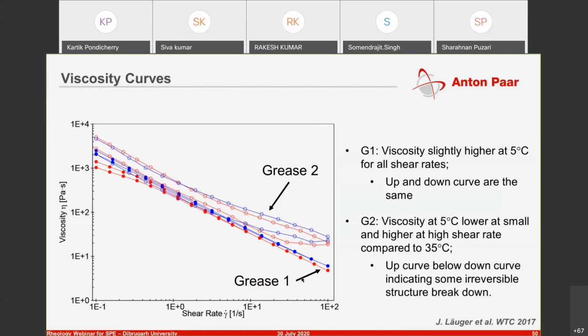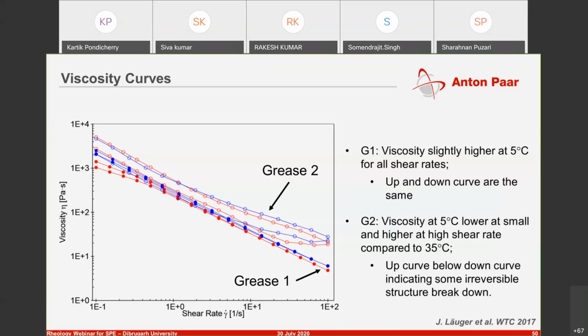So here you have grease 1 and grease 2. And you see that this is the upward curve, increasing shear rate, and then you use the same sample and go back with the shear rate, and then there is a drop in the viscosity, and these are two different temperatures. So regardless, grease 1 has the same upward and downward flow, so you're not destroying the structure. But with grease 2, with these flow curves, you see that some irreversible damage has already been done to the sample.